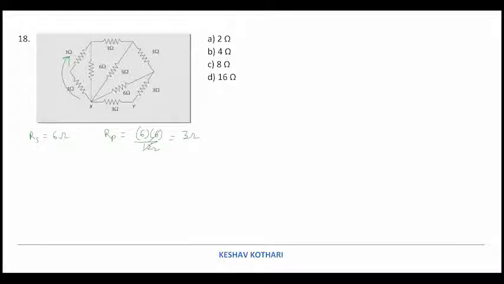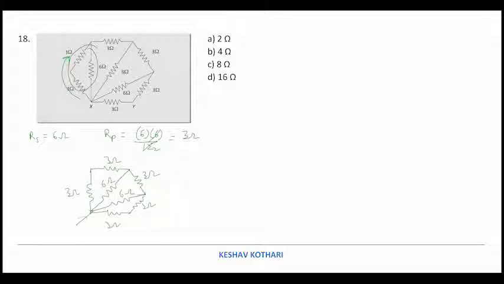So I can replace this entire network and redraw it this way: 3 ohm, 3 ohm, 6 ohm, 3 ohm, 6 ohm, 3 ohm, and then again 3 ohm between X and Y.